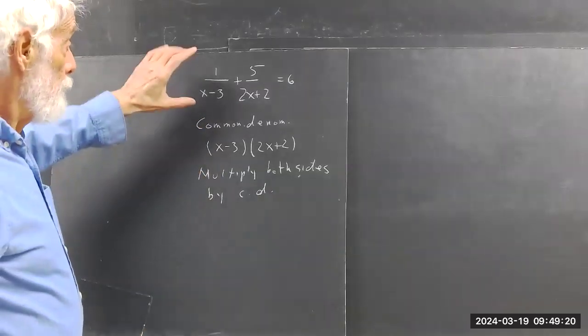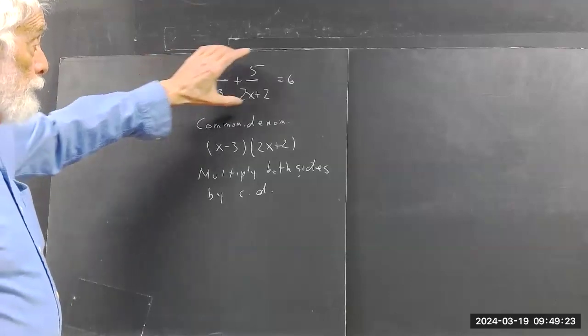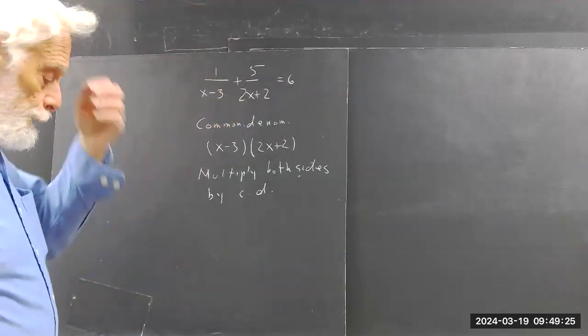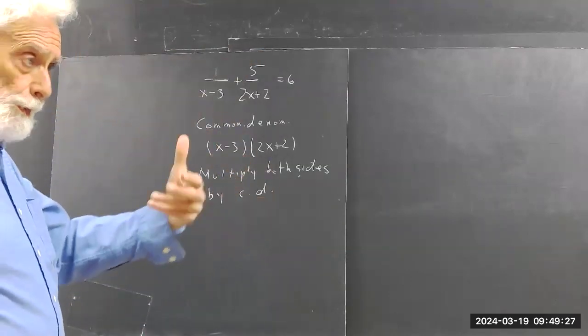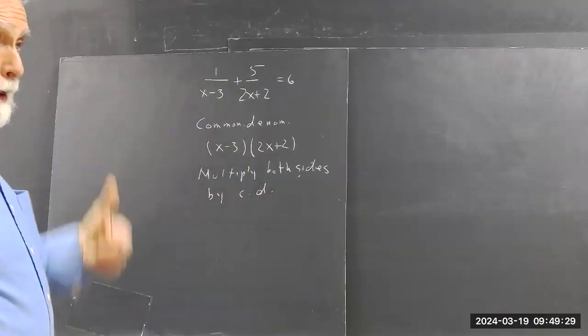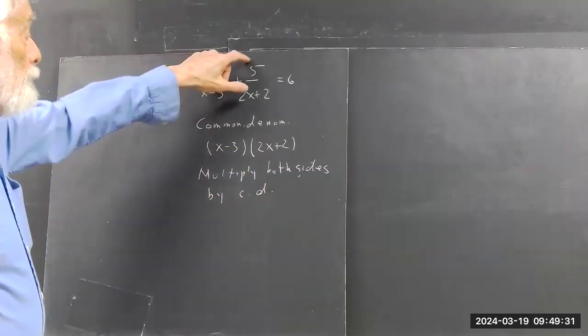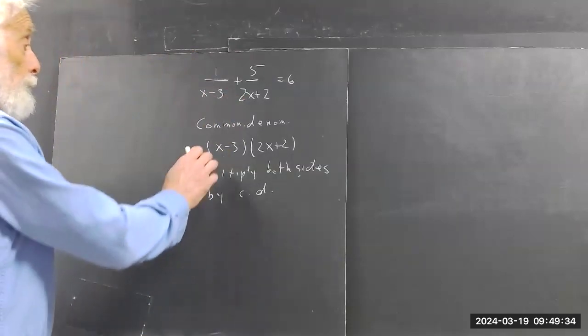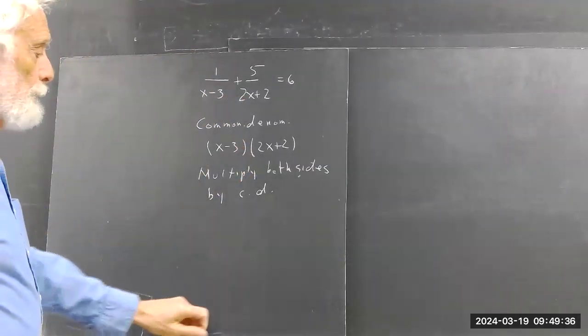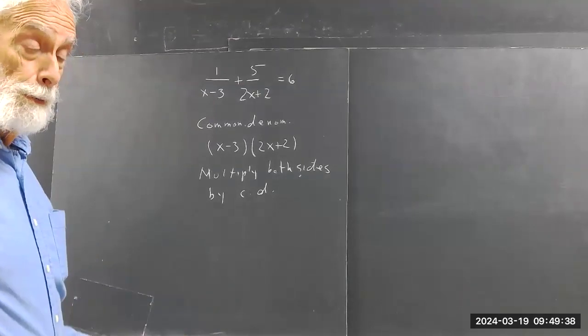Okay, it's pretty much the first thing you do anytime you see anything like this. Okay, unless it's a multiplication or division, in which case you don't really need the common denominator. Okay, so we find our common denominator. There it is. Now we multiply both sides by the common denominator.